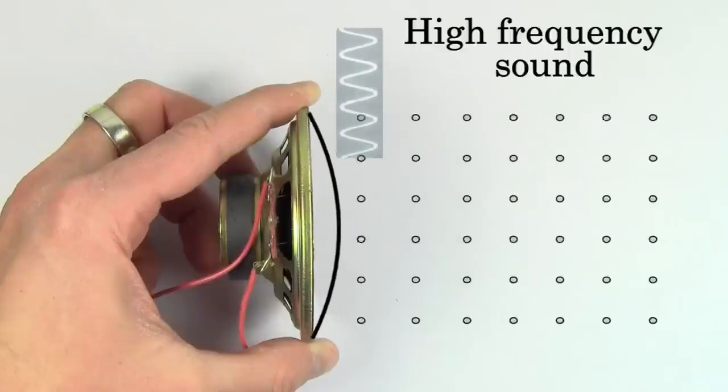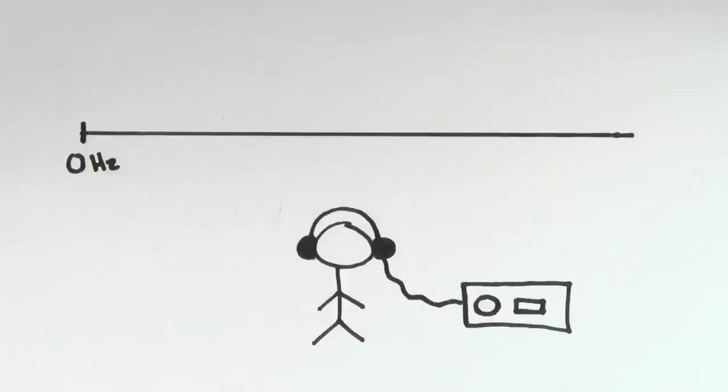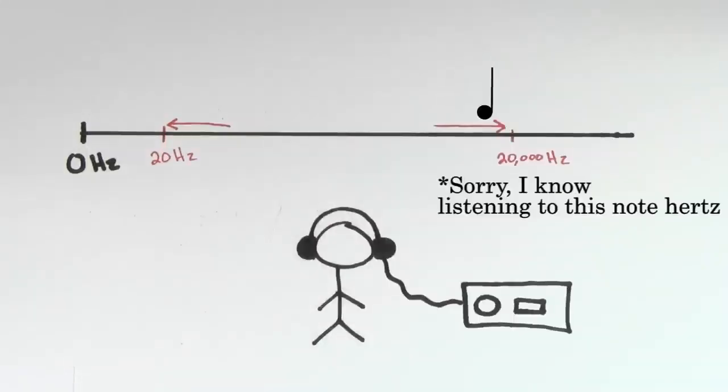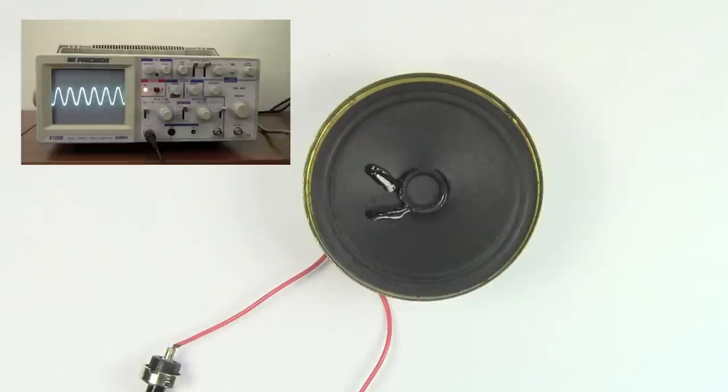Higher notes have higher frequencies, and lower notes have lower frequencies. Humans can hear frequencies as low as about 20 hertz, and as high as about 20,000 hertz. But if a speaker were to oscillate air back and forth more than about 20,000 times per second, it would create sound waves, but we wouldn't be able to hear them.